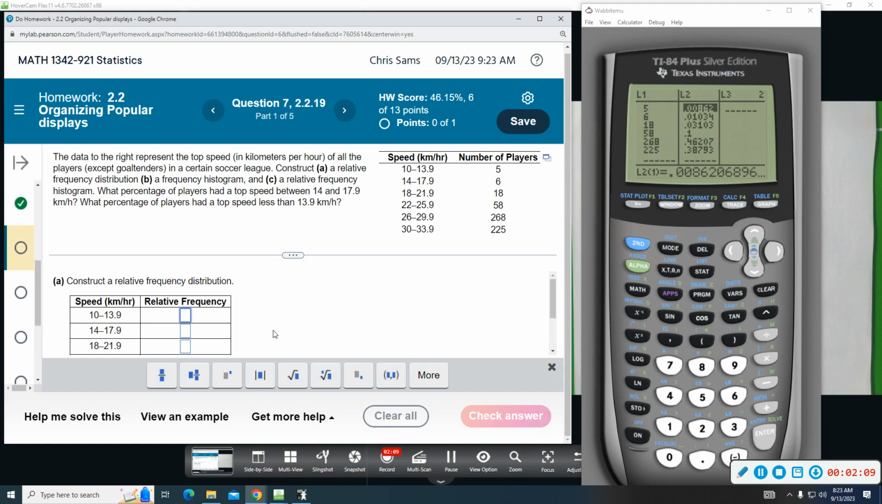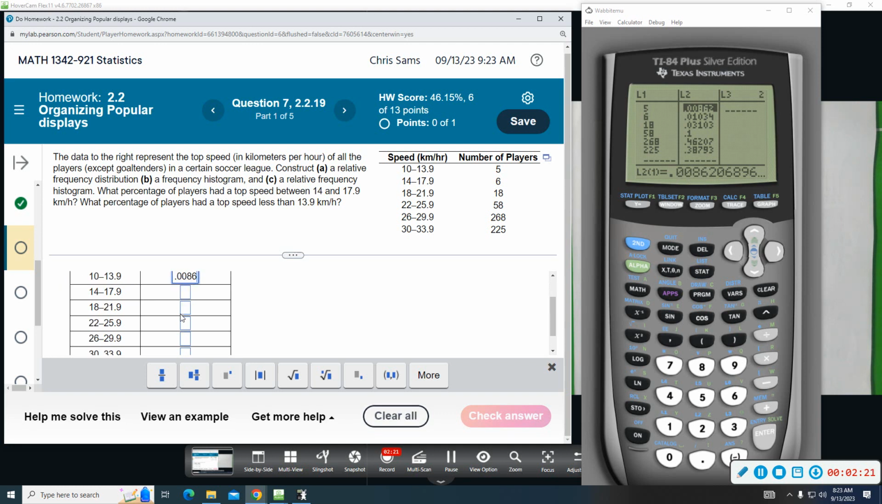So 4 decimal places. So my first value is 0.0086. The 2 would tell me to round up or stay the same. I'm going to stay the same. 2 is less than 5. So 0.0086. All right, go down to my next value. 0.0103. 4 will not round the 3 up. So 0.0103.